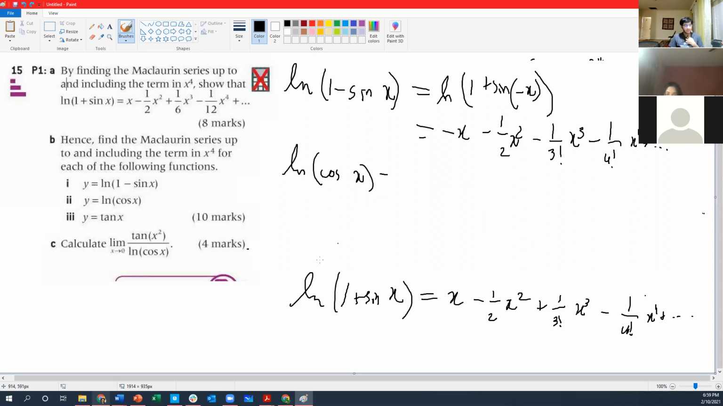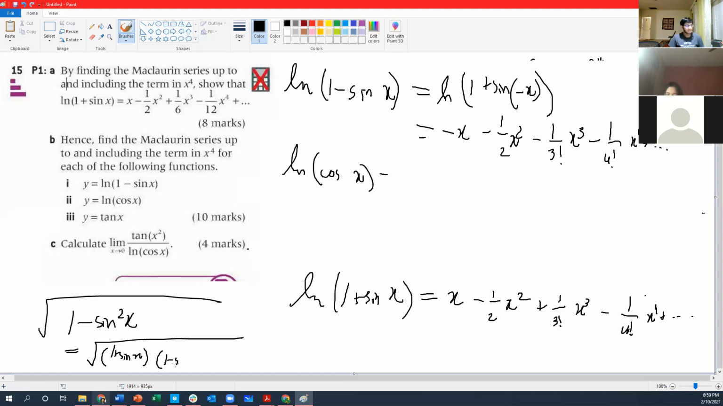This is ln of the square root of 1 minus sine squared x, right? Yeah, that was the first thing I said, and then I just didn't realize how we could use this. So you have the square root of 1 minus sine squared x. Now you factor this into the square root of 1 plus sine x times 1 minus sine x.